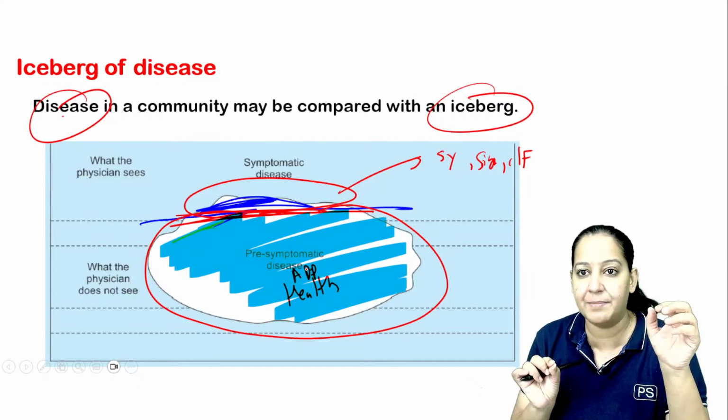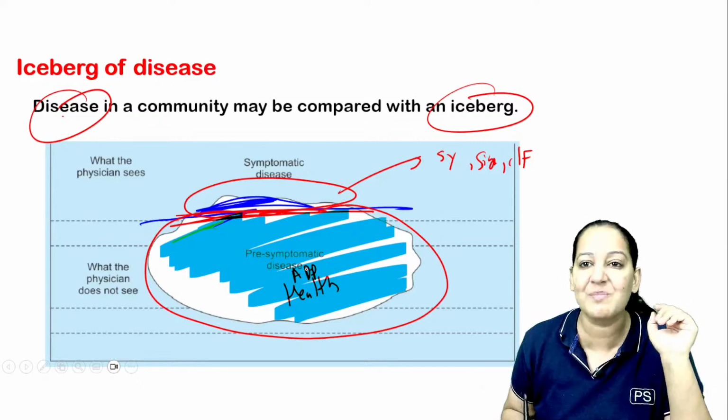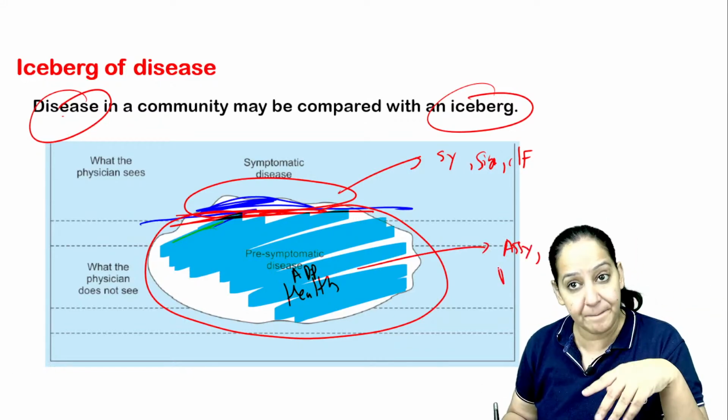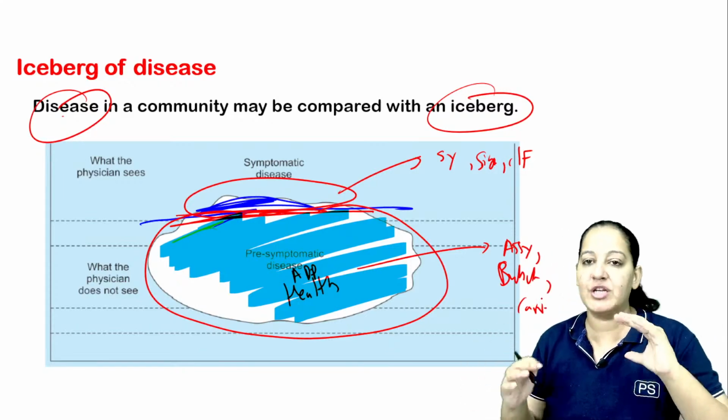Maybe I'm having some disease inside me. I feel I am healthy. I don't have any symptom, but maybe I'm the submerged portion of this. Okay, maybe you are the submerged portion, right? So this indicates the asymptomatic cases, the preclinical, subclinical cases, I mean, they indicate the carriers. Okay, and this portion is very big, right?